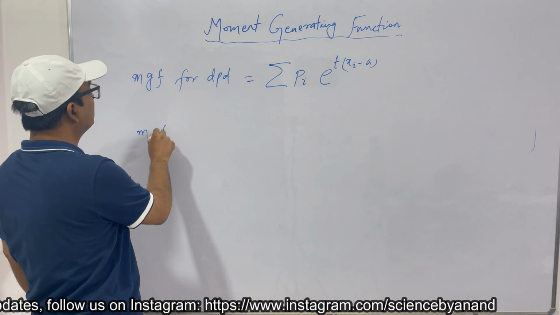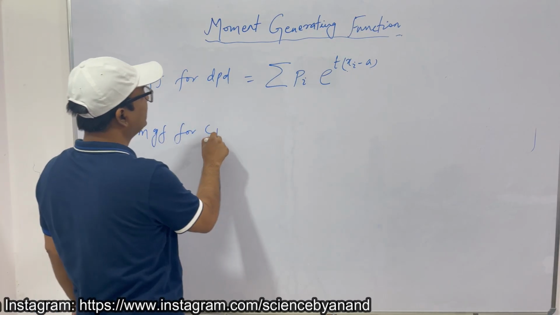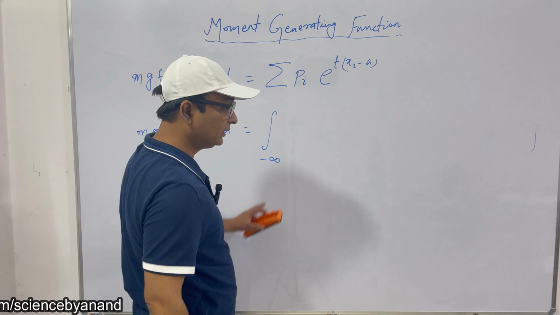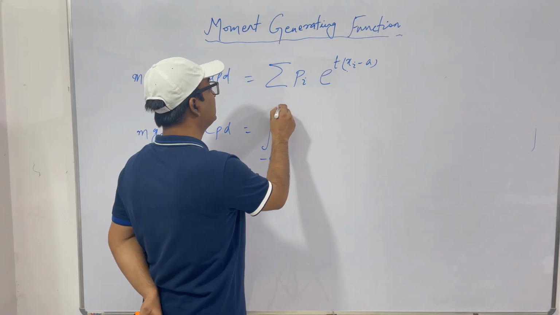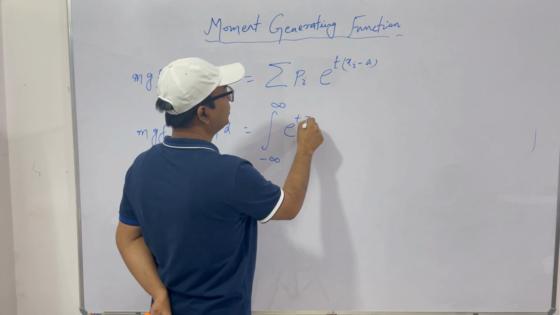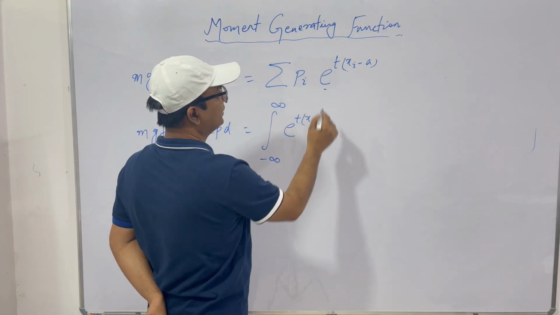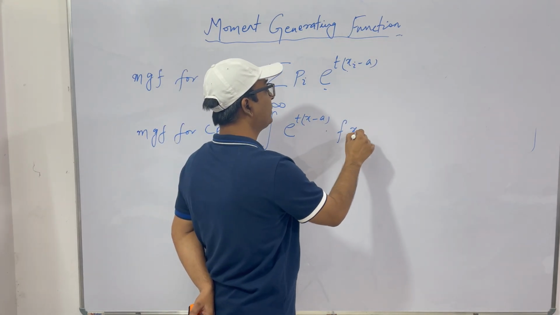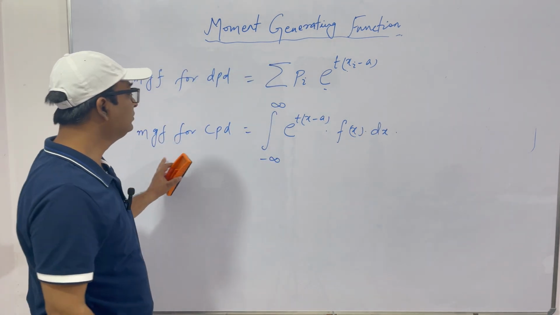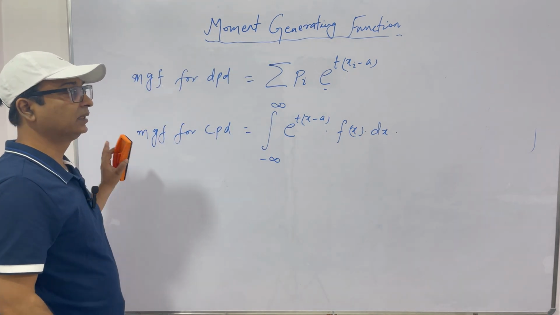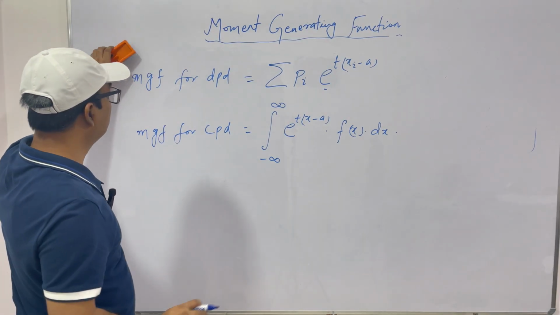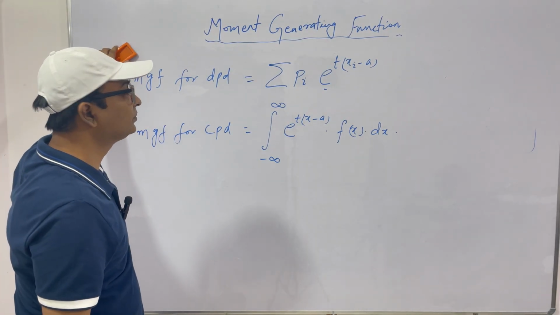Similarly, for continuous probability distribution, you know this very well, we have done this for density function. It is e to the power t(x minus a) into f(x) dx. So this is our moment generating function for continuous probability distribution. Clear? Note it down in your book, and then I'll proceed further.